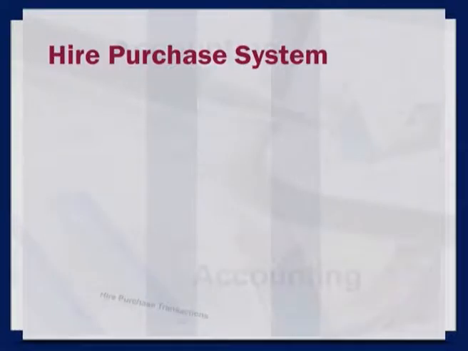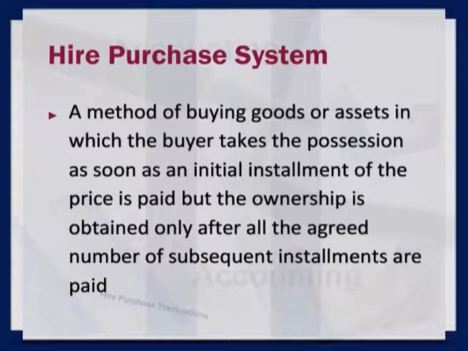Let us talk about the hire purchase system. The hire purchase system is a method of buying goods or assets in which the buyer takes possession as soon as an initial installment of the price is paid, but the ownership is obtained only after all the agreed number of subsequent installments are paid. Kindly make a note that in the hire purchase system, when the buyer takes the goods and signs the contract, he cannot become the owner. He has to pay all the installments. He can have only possession, but he cannot have the ownership.